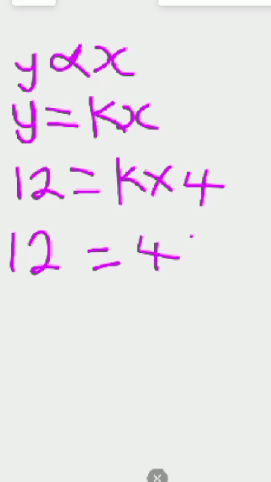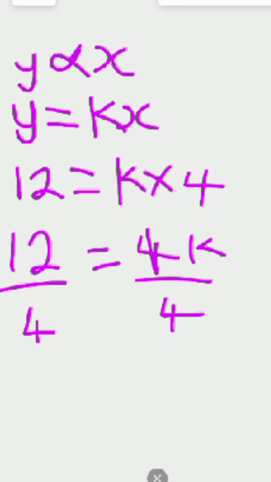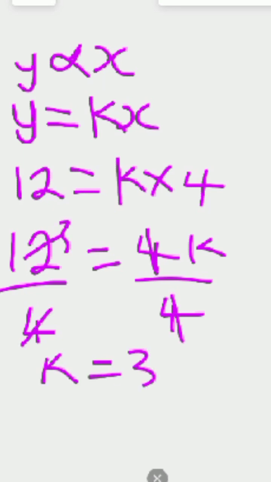What do we do next? You divide both sides by 4. 4 divided by itself, and 4 into 12 will give you 3. K is equal to 3. To find the formula connecting y and x, substitute 3 for k into the equation. Y is equal to 3x.